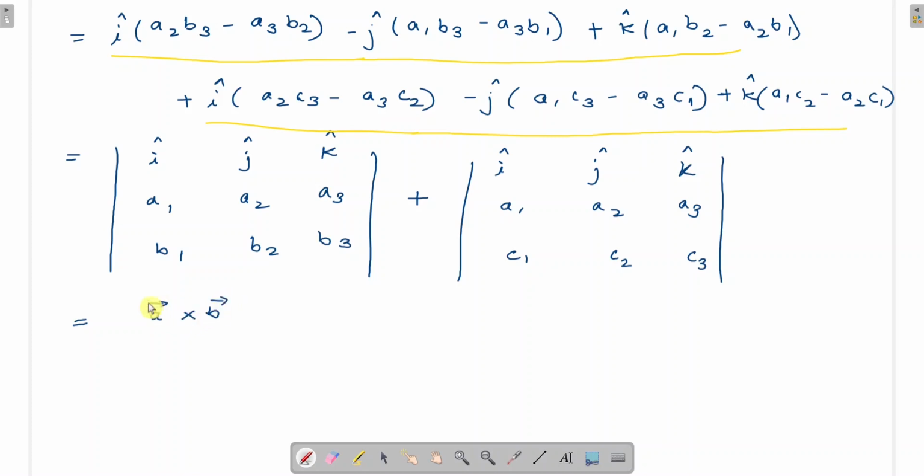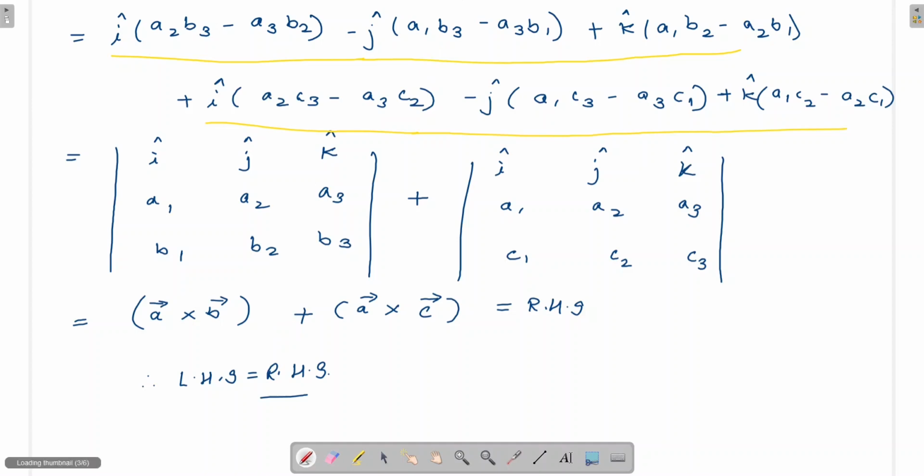Okay, plus if you look at this determinant, it is cross product of a and c. And this is nothing but the RHS, right? We can write LHS is equal to RHS. Okay, so now let us go to the next problem.